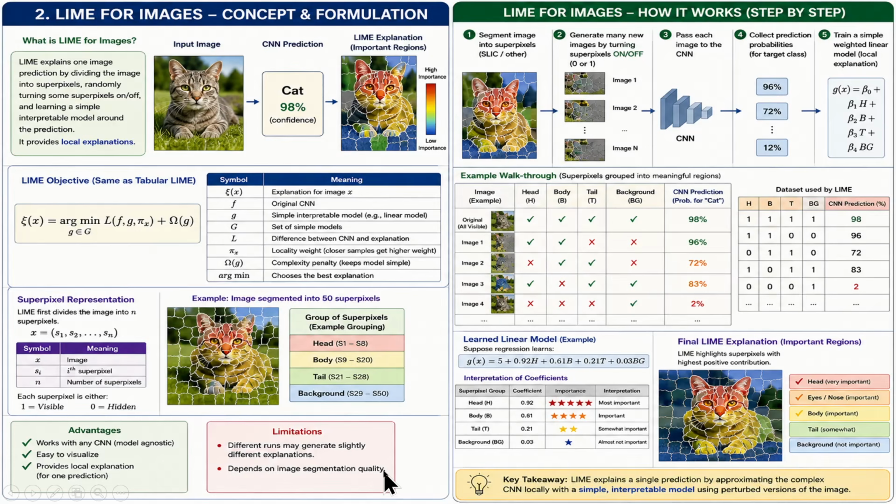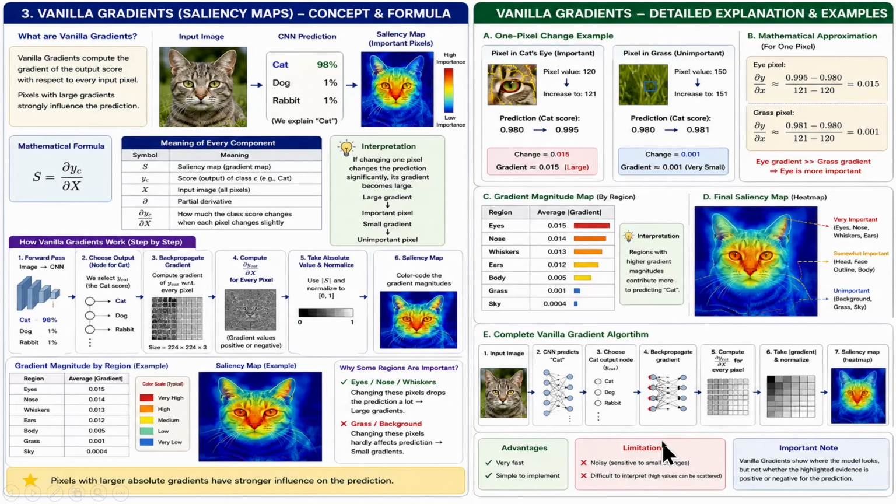It requires image segmentation to be very strong, because we are segmenting the regions in the form of superpixels. The key takeaway for LIME is that it explains a single prediction by approximating the complex CNN locally with a simple interpretable model using perturbed versions of the image. This is LIME for images.